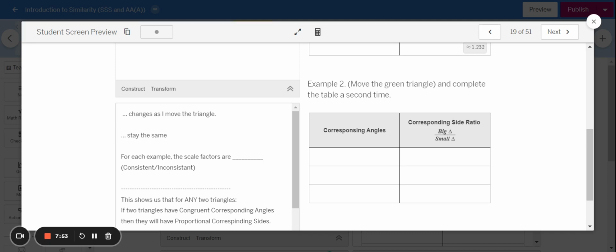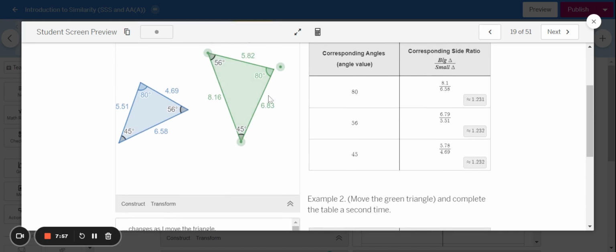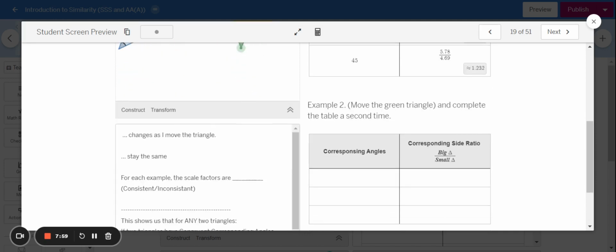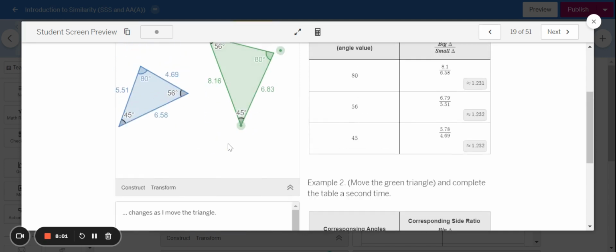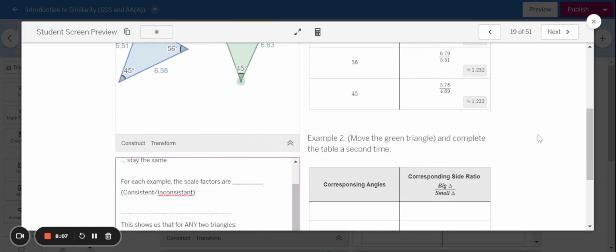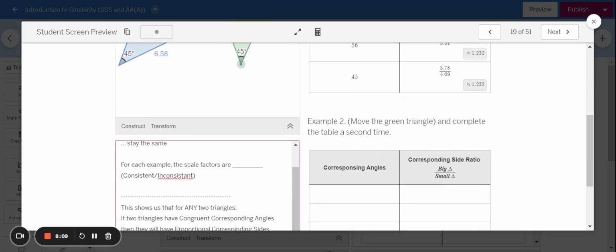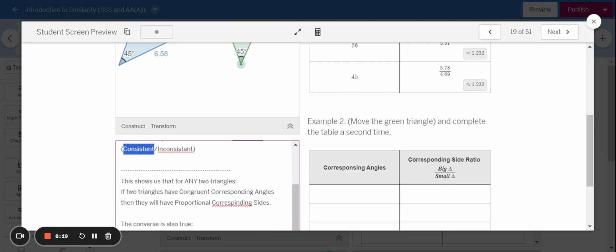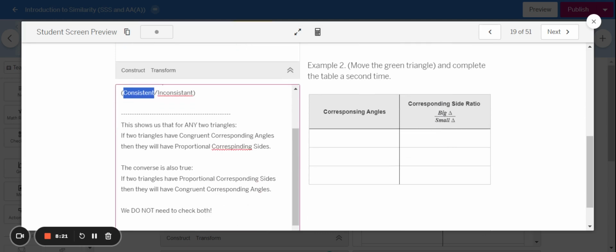All right, so hopefully you paused and you were able to finish that. Some things to notice, okay? As you changed it, did the angles move? No, the sides changed, okay? And then in each example, within this example and the one you created, hopefully your scale factors were consistent, which is what should happen.